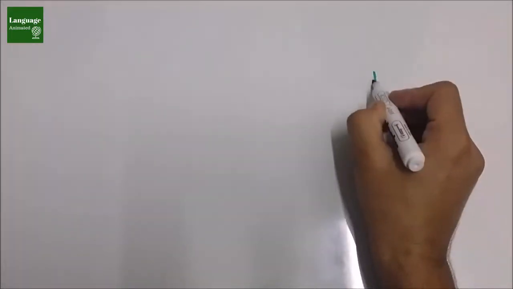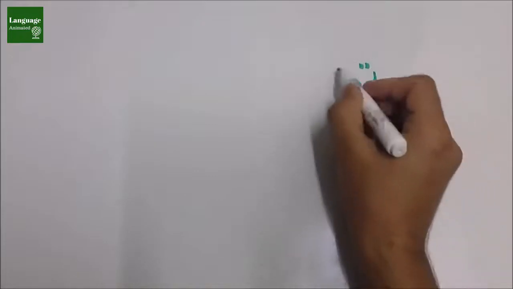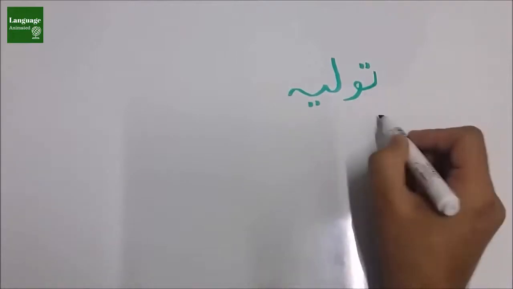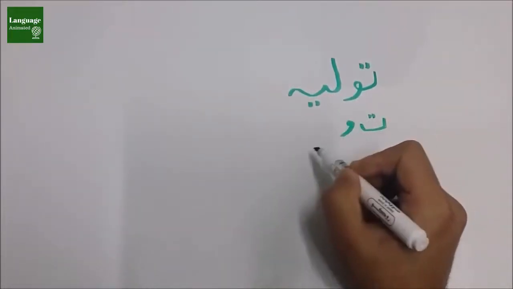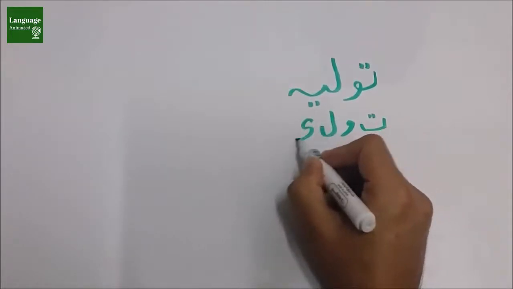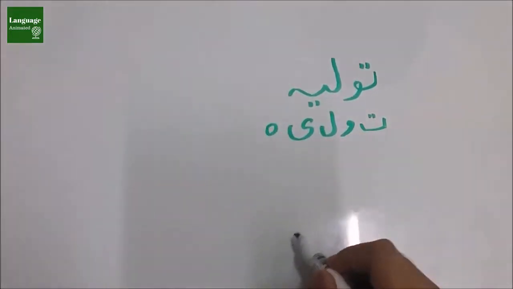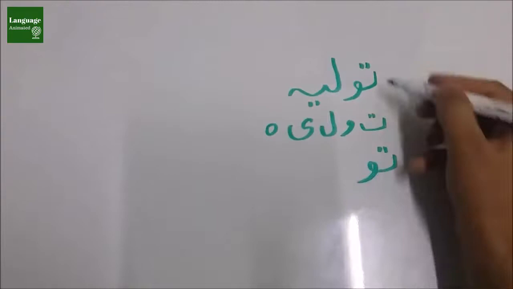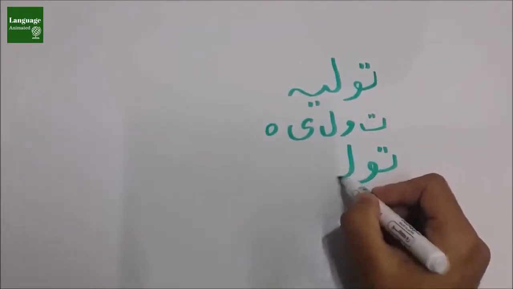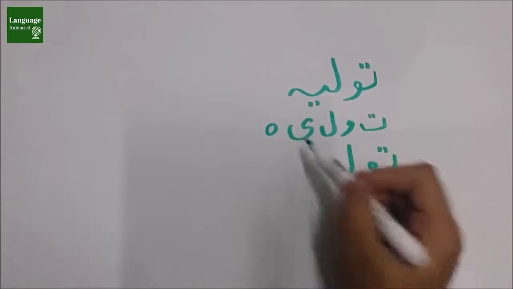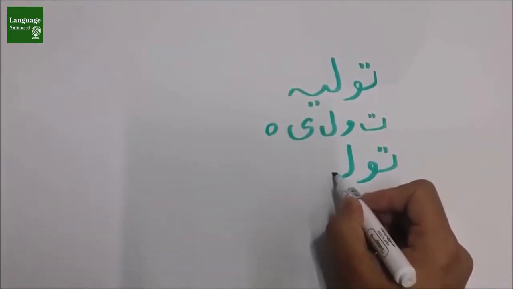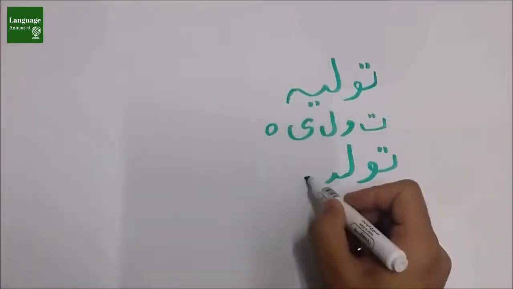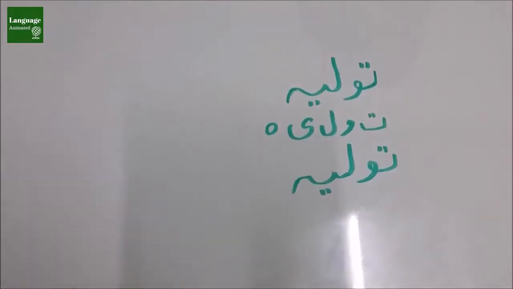Next was tolia. Tolia means towel. Now te, waw, lam, choti ye, and he. So when we combine the first position of te, then we will connect with waw like this, then lam. First position of lam, this is ye, choti ye. Middle position of ye is like this, and then he. Last position is like this. Tolia. Tolia means towel.